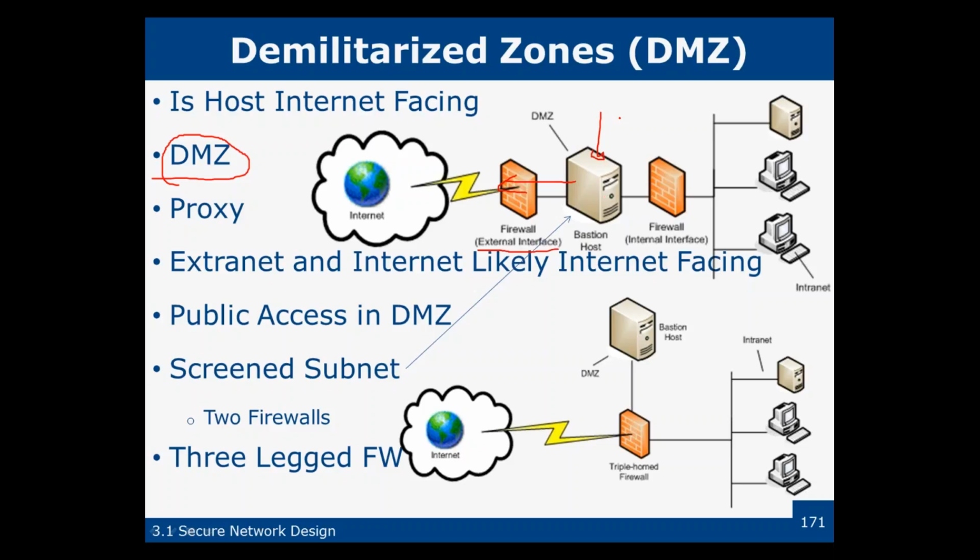We'll talk about proxies a little later on too. But we have this server here which is protected to some degree. Bastion host means that we're going to have turned off all the services that aren't needed. What I think the book says is that a bastion on a castle was an extension of the castle that was well defended. So what this device is going to be is well defended.